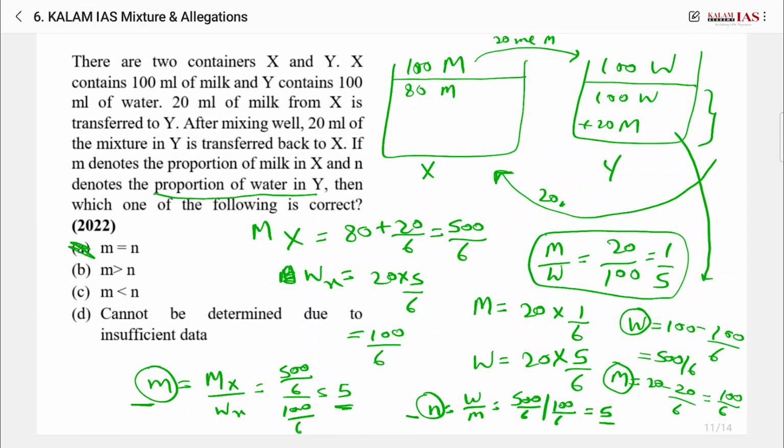Again, a very simple question, no formulas required. You have to just keep track of what is happening and ensure the ratios taken are correct. We'll easily arrive at the answer. I'll make a small recap.